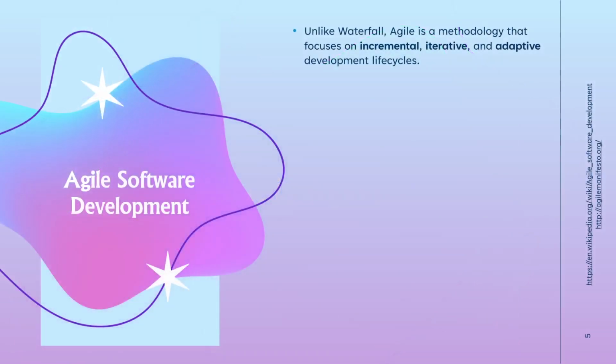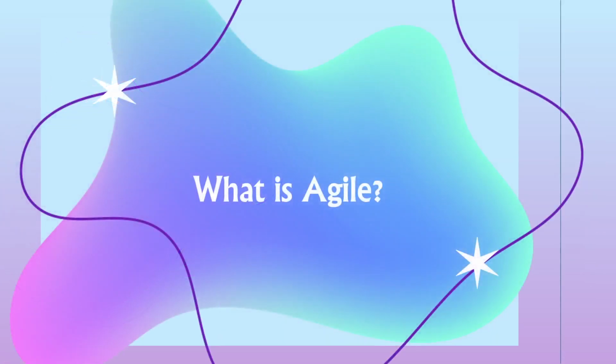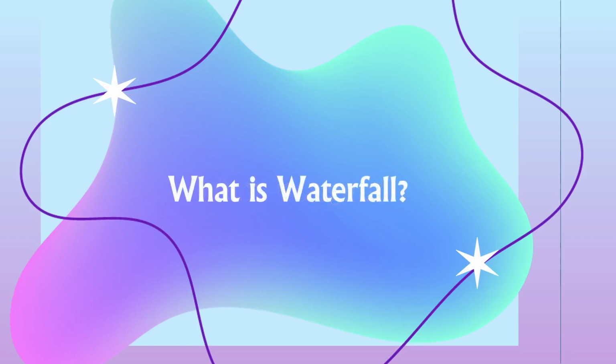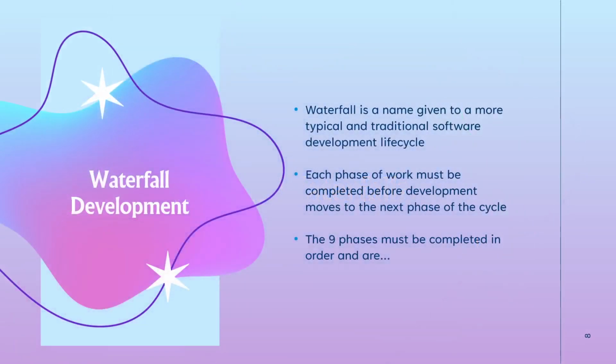So, what is agile? Well, agile, unlike waterfall, wait, what is waterfall? We're going to take one more step back from what is agile to what is waterfall. Waterfall is a name given to more typical and traditional software development life cycles. Each phase of the development lifecycle must be completed before the software moves on to the next phase in the cycle. In waterfall as a concept, there are 9 phases, and this is according to Wikipedia.